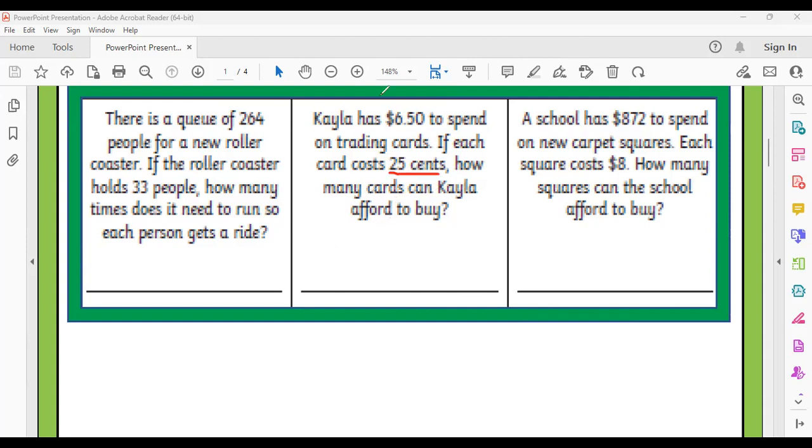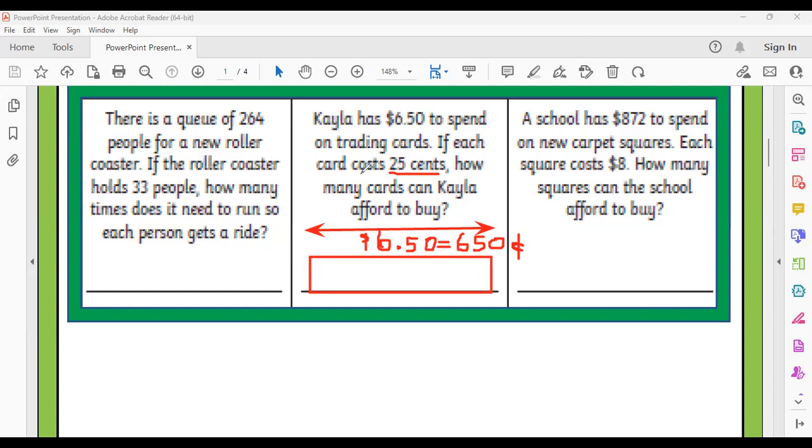Okay, same question again. Can you see the pattern there now? By doing it a few times, you already get it. Kayla has 650, so you draw a rectangle. All the money that she has is 650. Got it? Copy me now. 650 means $6.50. Remember, $6.50 is 650 cents. You must know that. $1 is 100 cents.